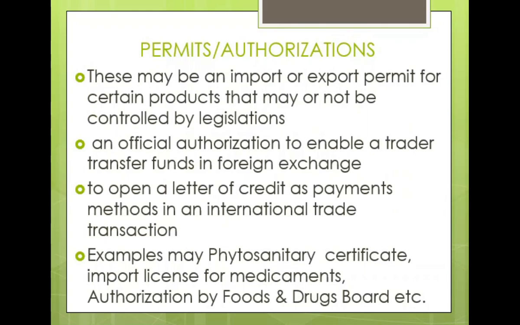The next official document may be permits or authorizations. These may be an import or export permit for certain products that may or may not be controlled by legislation, or an official authorization to enable a trader to transfer funds in foreign exchange, and to open a letter of credit as a payment method in an international trade transaction. Examples may be a phytosanitary certificate, an import license for medicaments, and authorization by the Food and Drugs Authority.